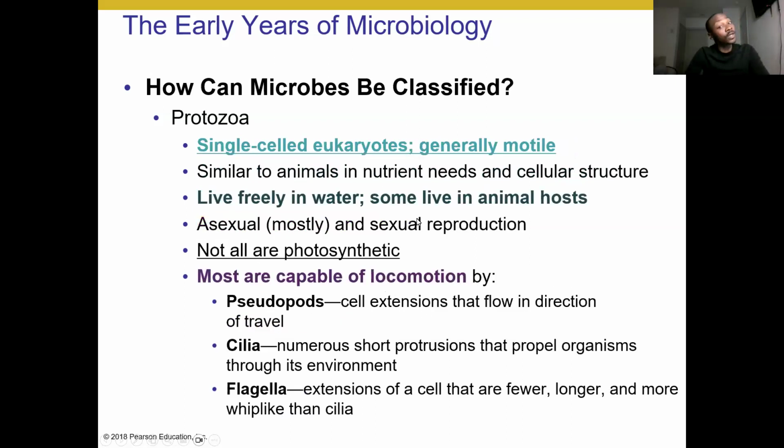Protozoa are single-celled eukaryotes. They're generally motile. They live freely in water, and some even live in animal hosts, but they are not photosynthetic. Most are capable of locomotion, so they can move via pseudopods, cilia, or flagella.